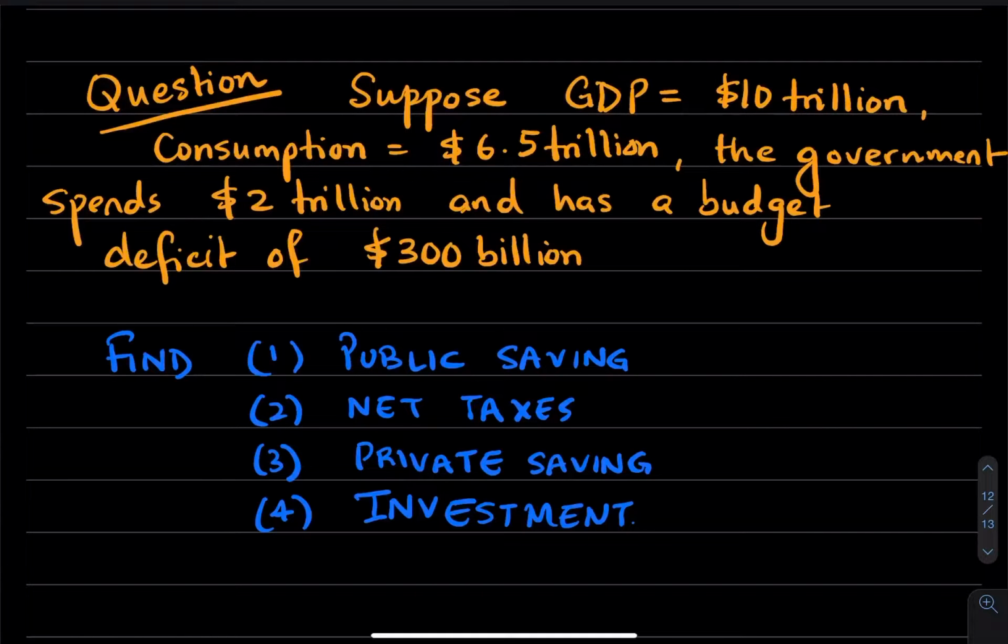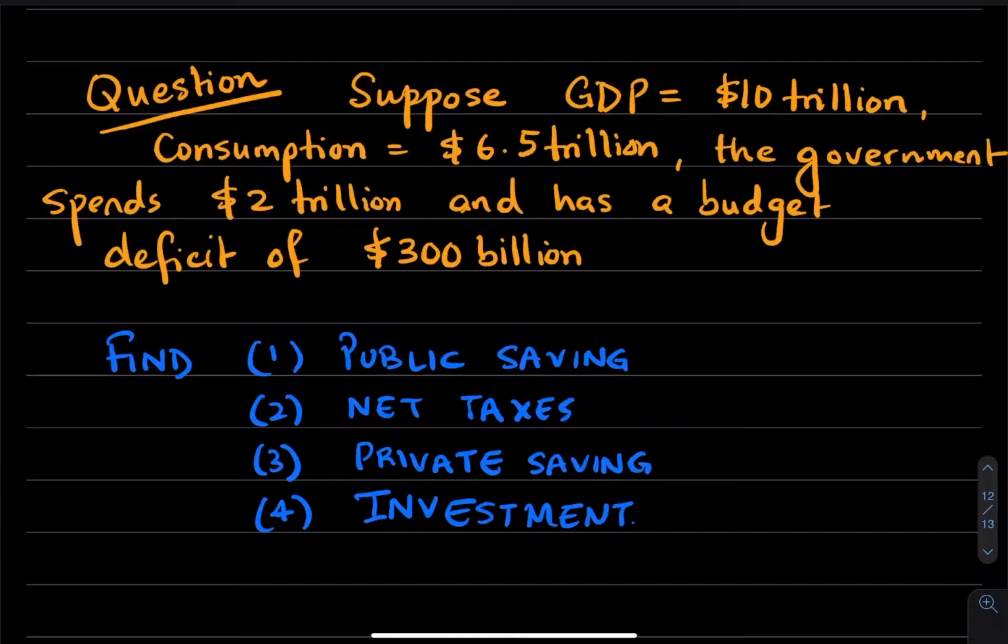So in this video, we're going to take a look at a nice application of national savings, investment, private savings, and public savings, and how to deal with a numerical example. So we're given a question. I think this is a good time to pause the video and try to attempt this on your own before I solve it for you.